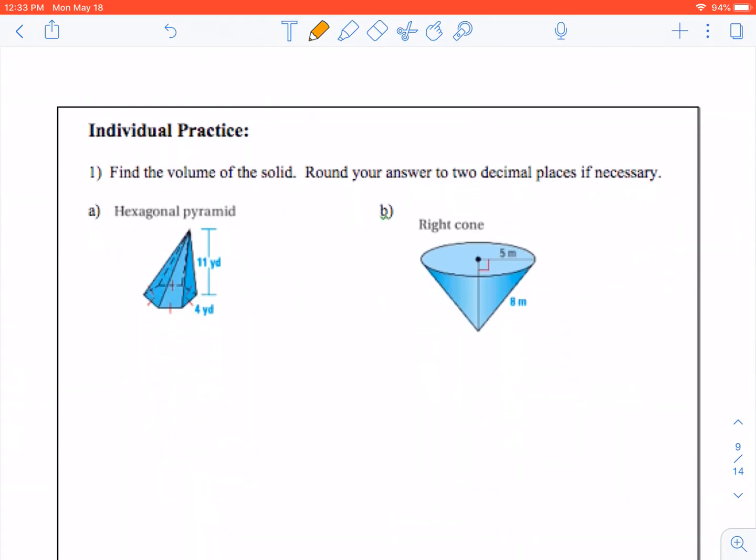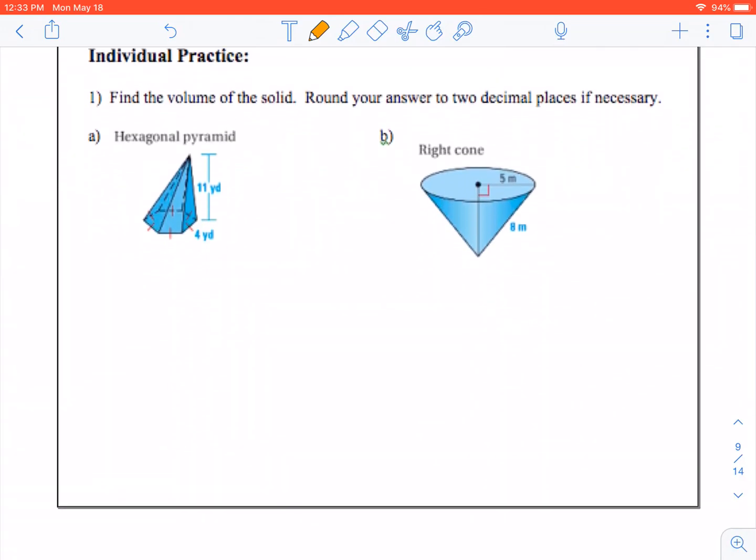Alright, if you want to pause it, take a look at your individual practice, go ahead. If you want to just go ahead and do it with us now, you can do that too.